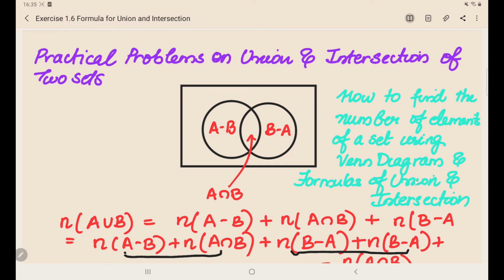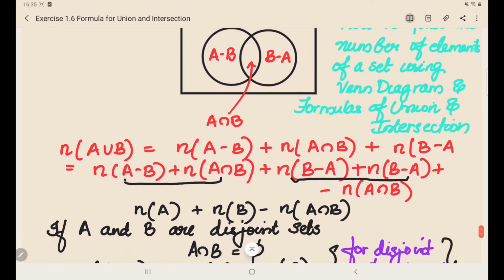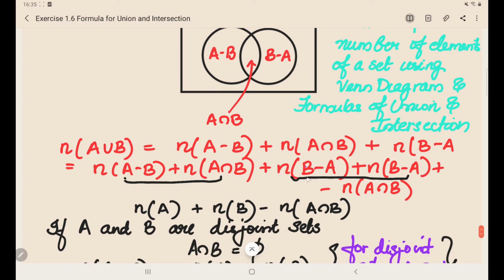So what is this actually, A union B? A union B is nothing but the number of elements of A minus B, plus the number of elements of A intersection B, plus the number of elements of B minus A. Right? I hope it's clear. So what is this n of A minus B plus n of A intersection B? This is nothing but all the elements of A. So you are grouping it together. Then you're writing it as n of A plus n of B minus A.